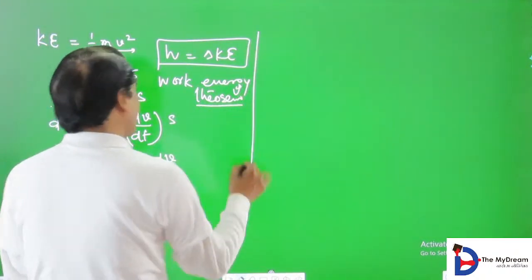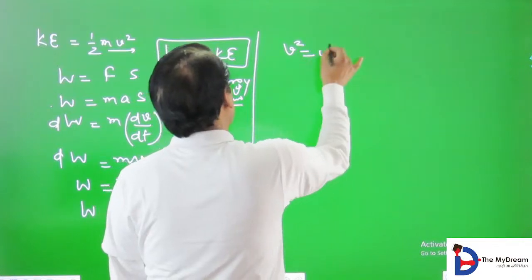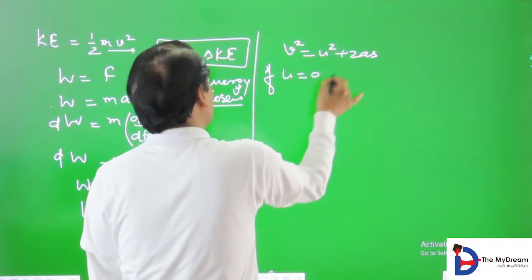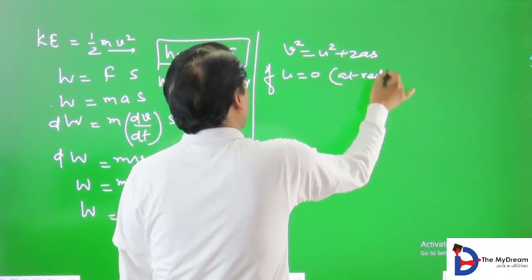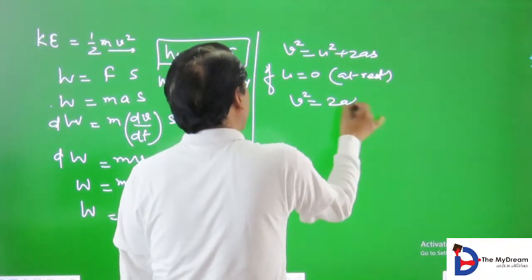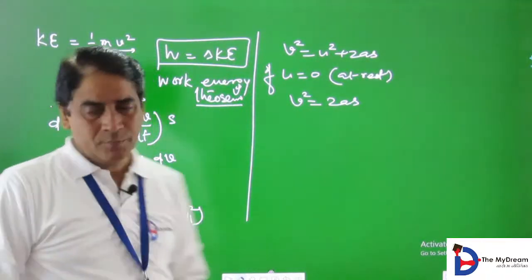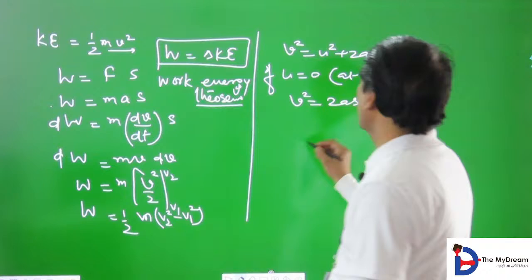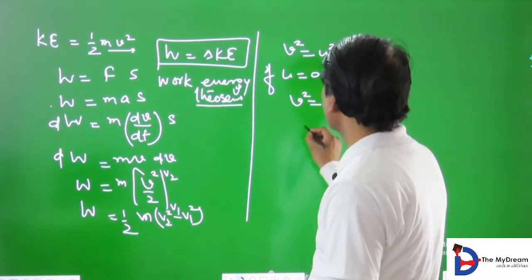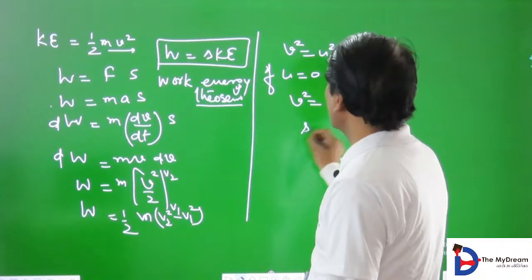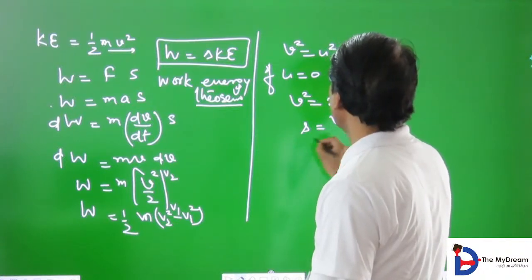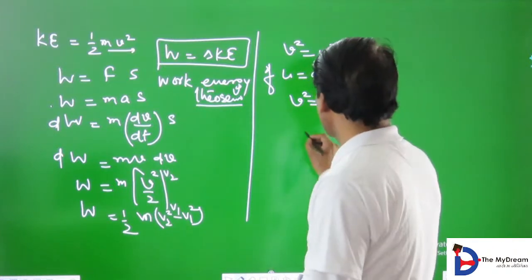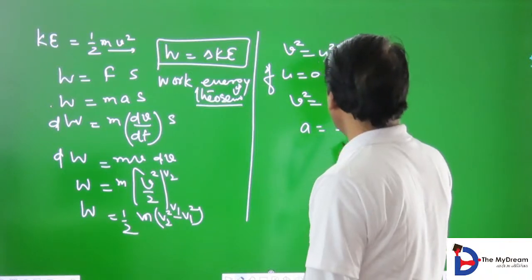v square is equal to u square plus 2as. Initially, if u is equal to 0, at rest, then it can be written down as v square equals twice of as. If an object is initially at rest, then s is equal to v square by 2a, or a is equal to v square by 2s. Either way it will work. a is equal to v square by 2s.